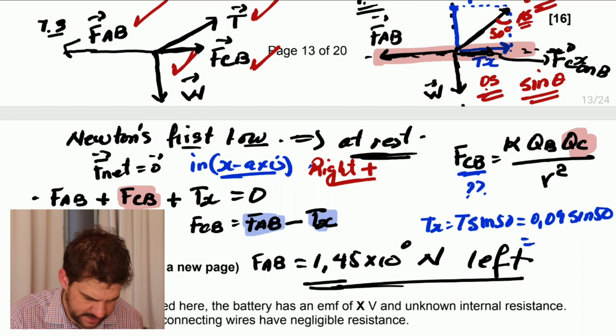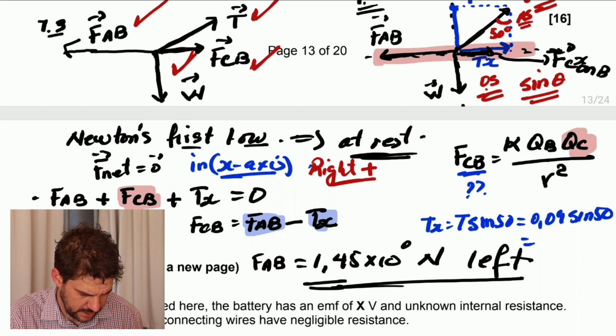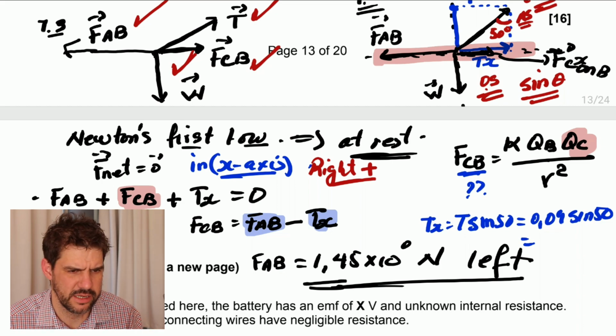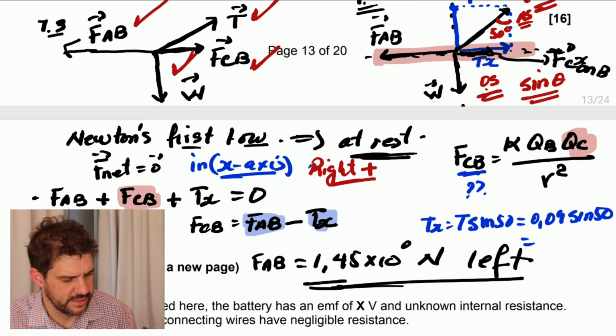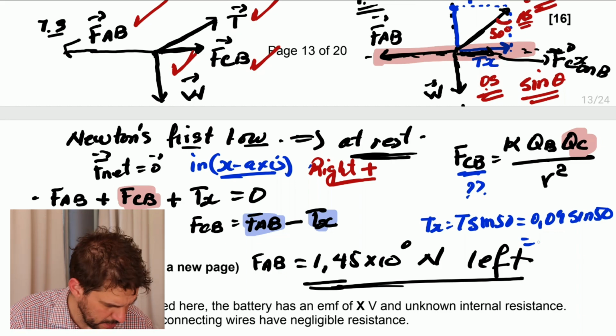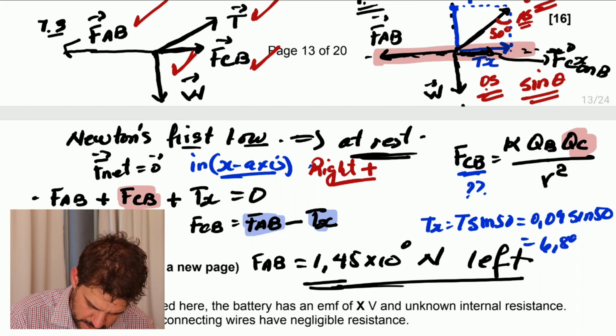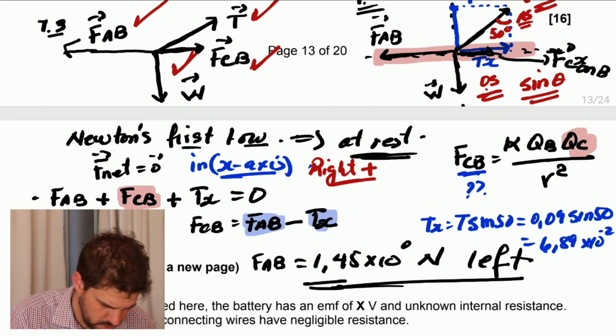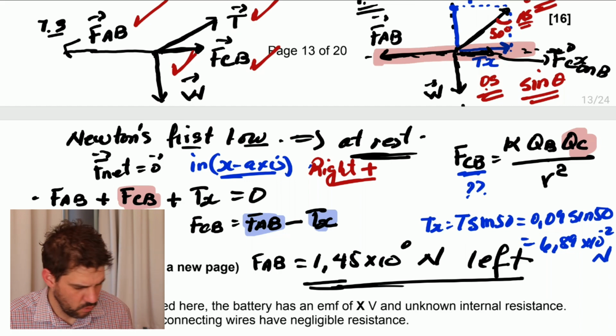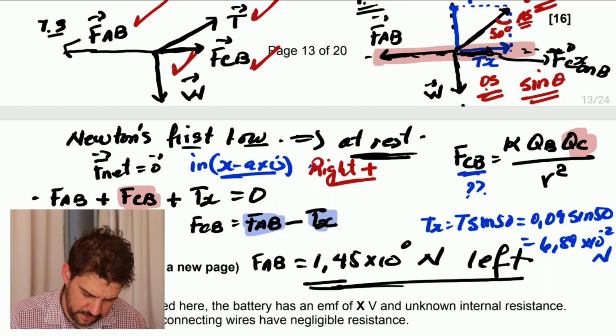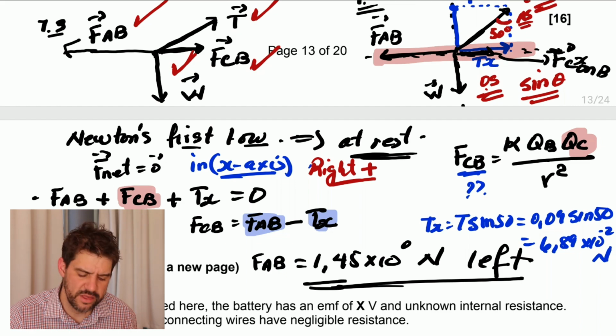So T in X is going to be, let me write it, 0.09 sine 50. I get, using my calculator here, 6.89 times 10 to the minus 2 Newton. There we go, also to the right. But we don't have, because we already were with the projections here.